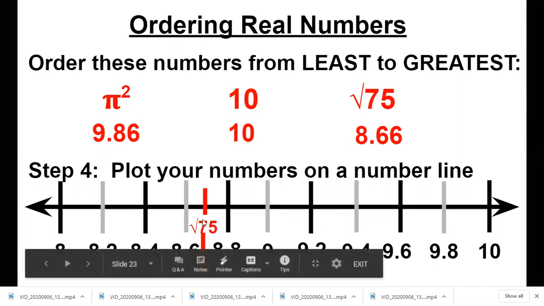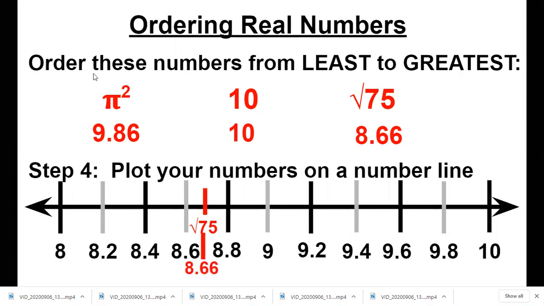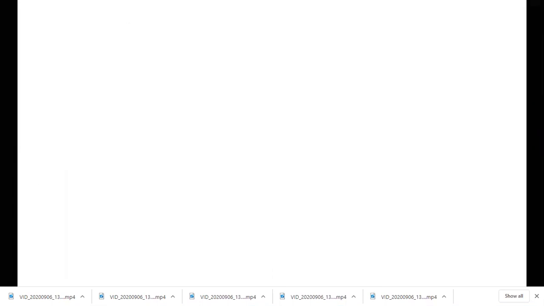That's going to go right here, right between 8.6 and 8.8. And then we're going to put 9.86 over there between 9.8 and 10. And then we're going to put 10 on 10. So now we know which number is the smallest, the most left one, and which one is the biggest, the most right one. So let's put them in order.